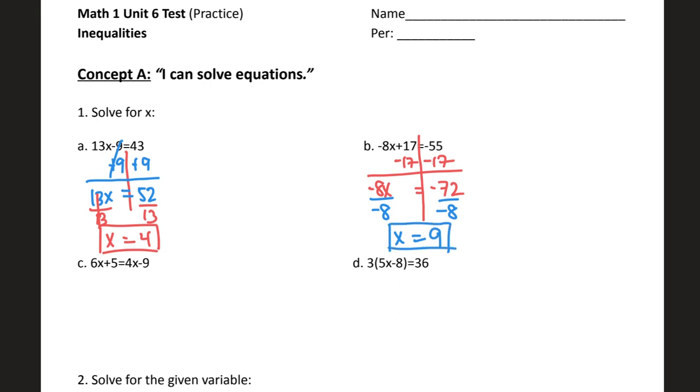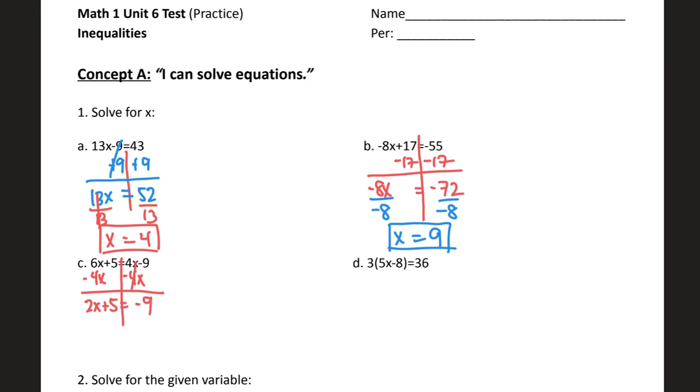Next problem, we have variables on both sides. So before we undo any addition or subtraction, we need to get the variables on one side. So I'm going to move the 4x over. So 6 minus 4 is 2. So I have 2x plus 5 equals negative 9.